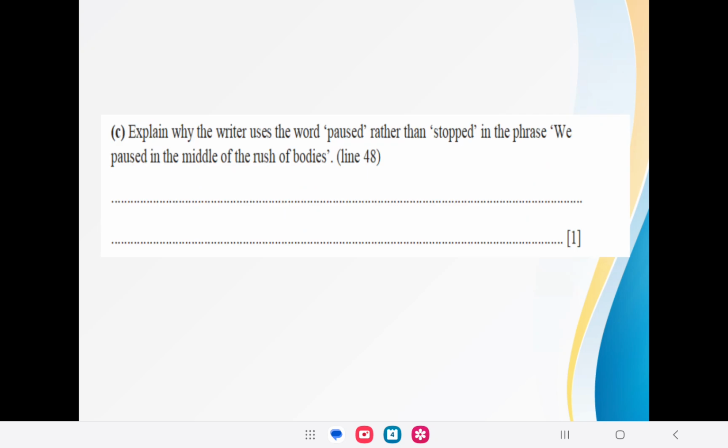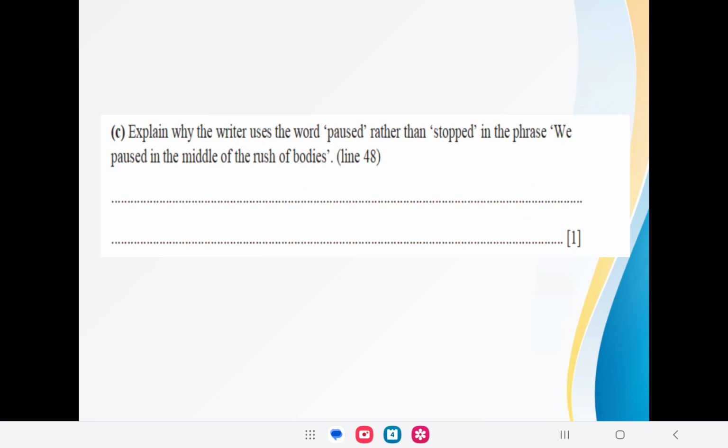Next question now. Explain why the writer uses the word paused rather than stopped in the phrase "we paused in the middle of the rush of bodies." Again, there are 2 words. You are going to compare those 2 words with each other.